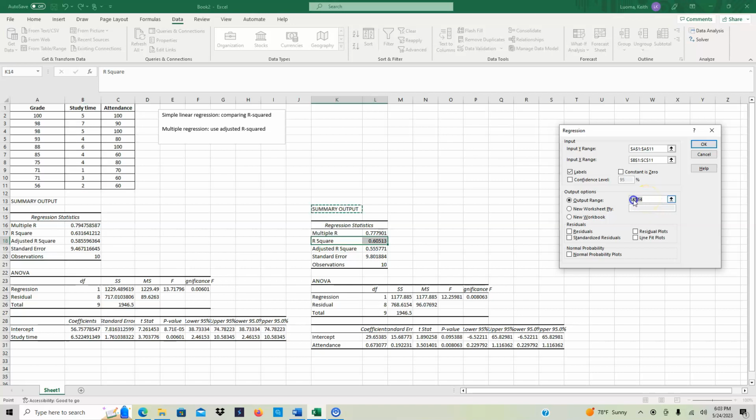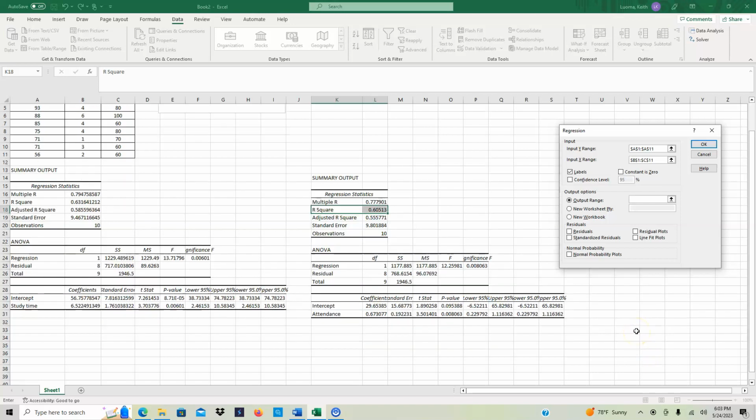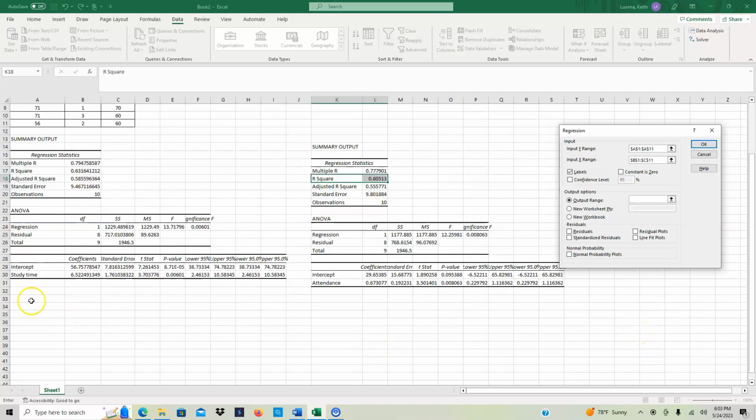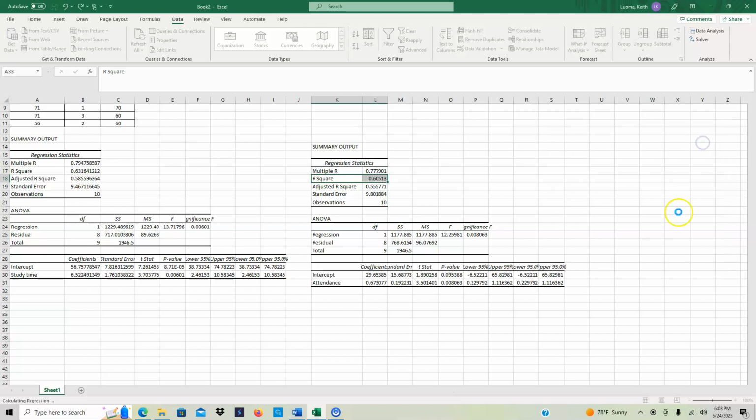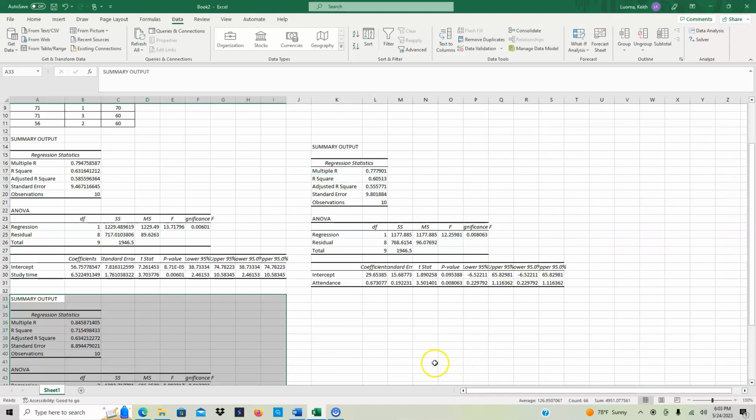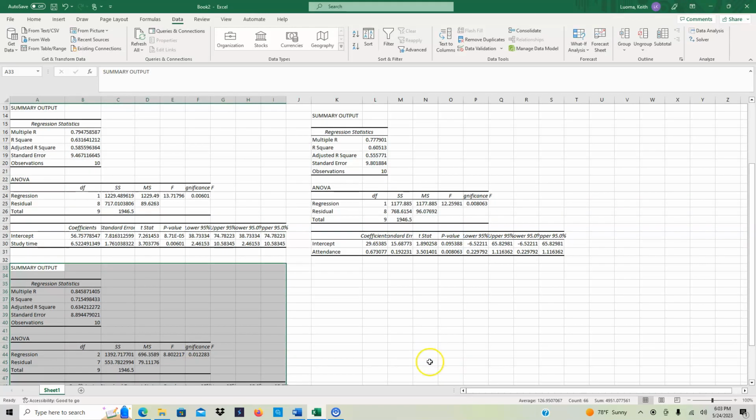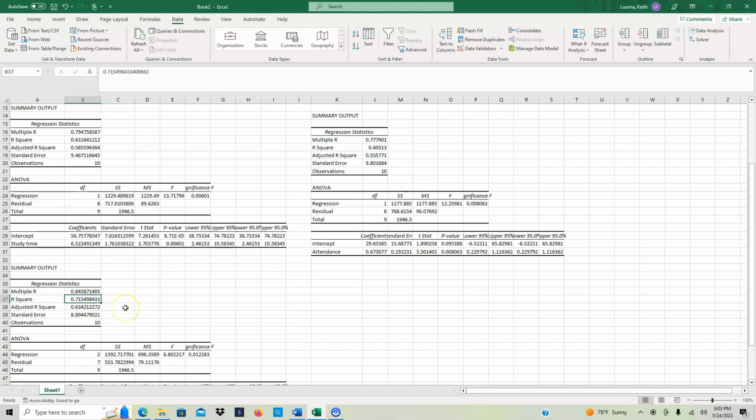So now, for our output range, again, let's put it somewhere where it won't be over the other stuff. I'll just come down here a little bit lower and put it there and click OK. Now, when you look at that, if you see the R-square value, you're probably immediately going, ah, best model of all, 71%. But here's a trick.